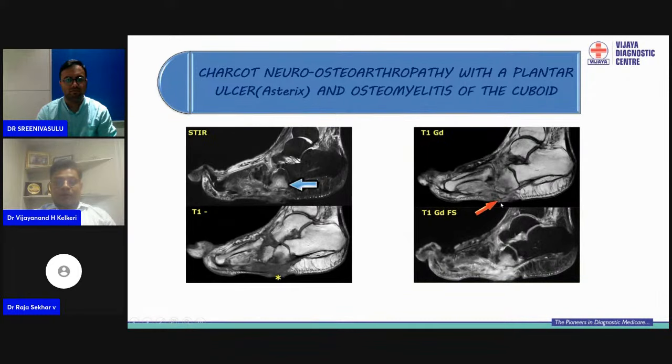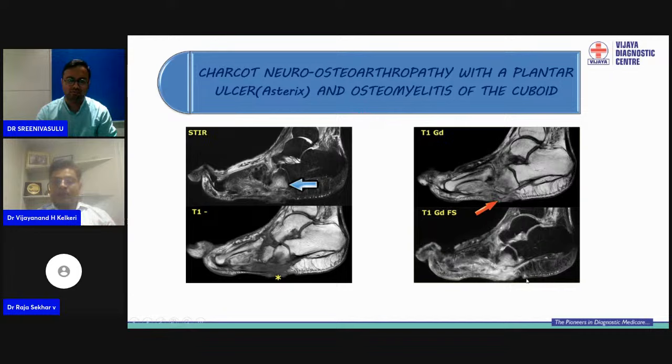On the contrast study, you can see the sinus tract, which you were not able to see earlier. From the base of the ulcer, there is a small irregular area like a sinus tract going almost to the cuboid bone. This is the enhancement of the wall of the ulcer as well as the granulation tissue, and you can also see a small irregular area of necrotic bone, which is not enhancing, while the other part of the cuboid bone shows faint enhancement. On the post-contrast T1 fat sat, we see better appreciation of the areas of enhancement in the bone as well as the soft tissue.